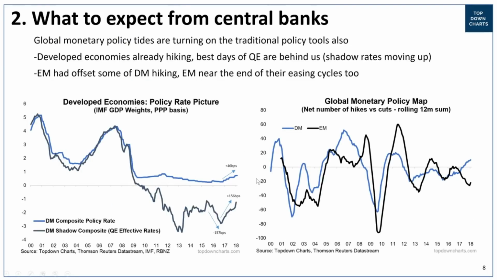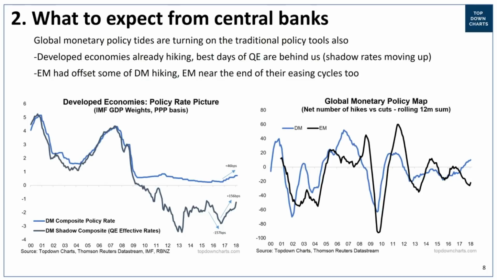So it's not just central bank balance sheets, it's also the traditional policy rates. You can see there on the left-hand side, DM, the developed markets composite policy rate, so it's GDP weighted. And you can see there that it has clearly turned the corner. Obviously a big part of that is the Fed, but there are a few others that are slowly stepping towards that hiking phase. Bank of Canada, for example.